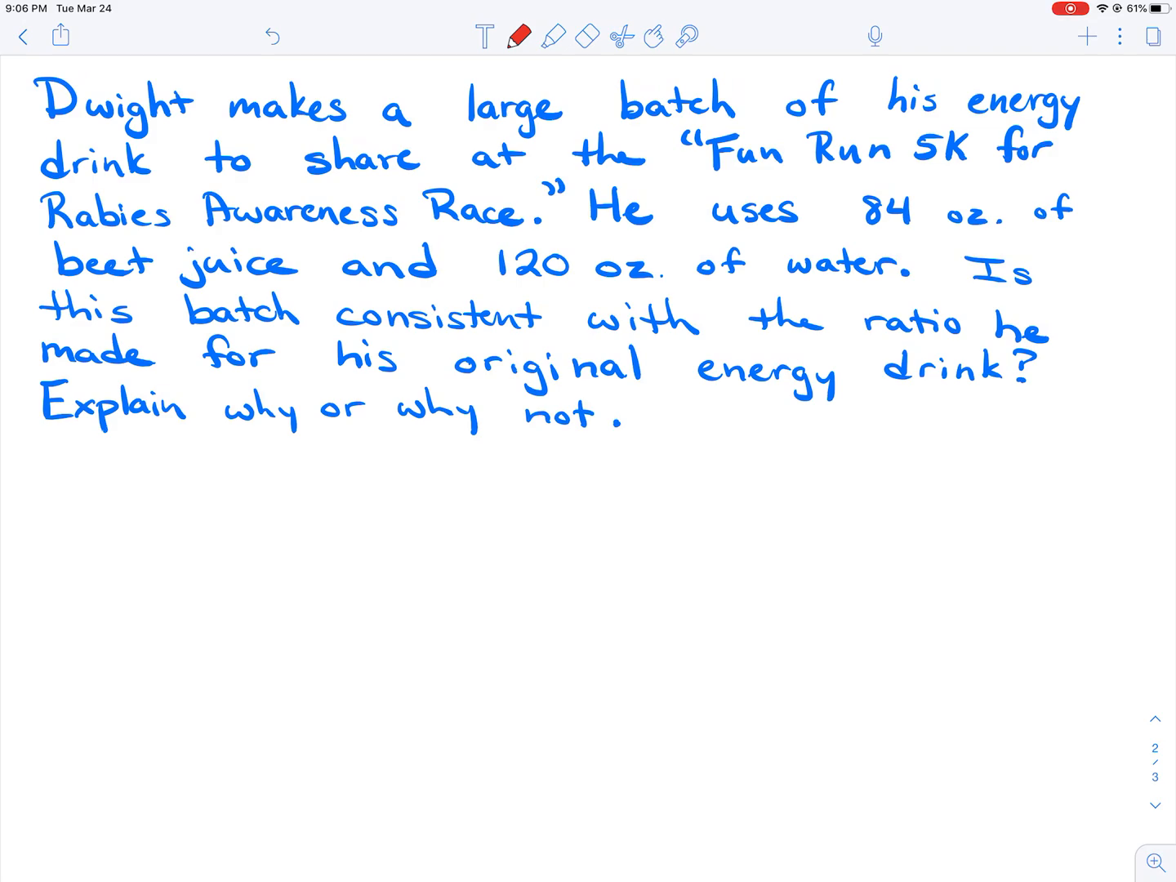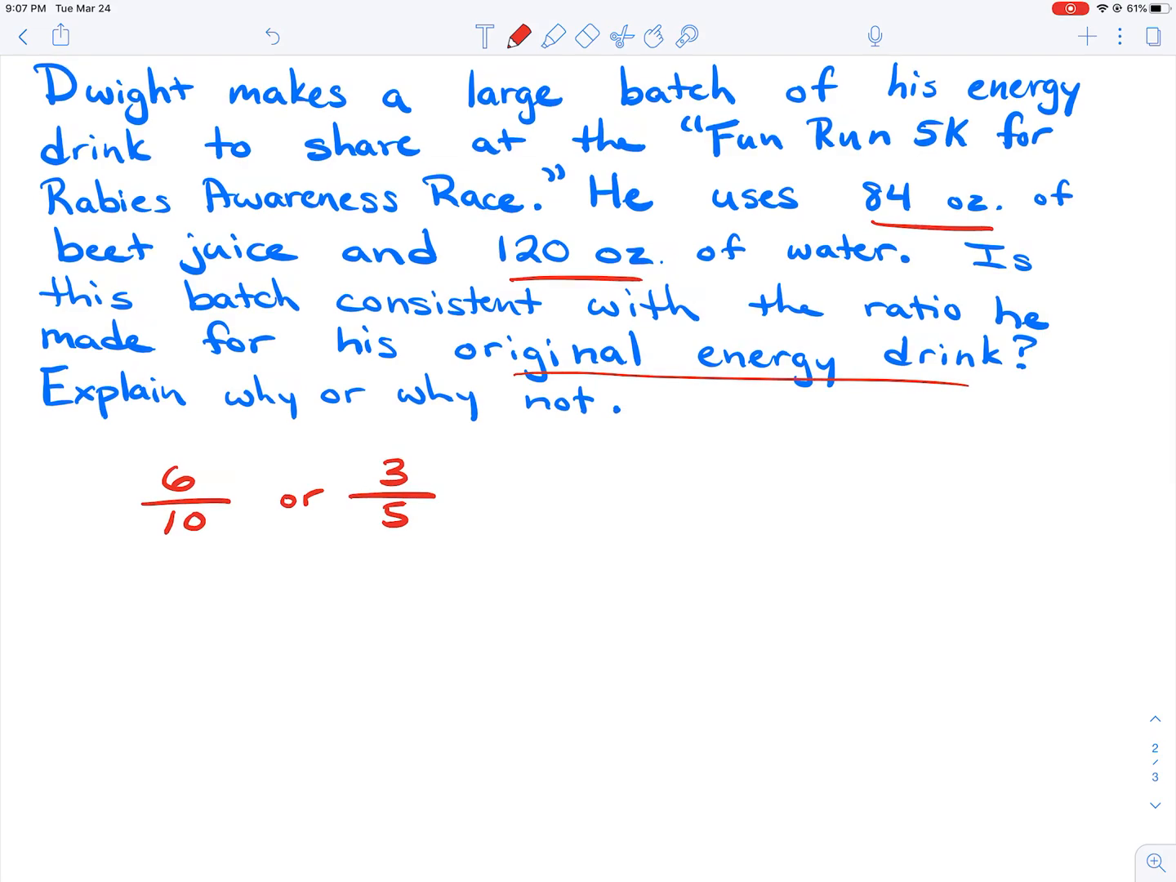So he uses 84 ounces of beet juice and 120 ounces of water to make his large batch. Is this batch consistent with the ratio that he made for his original energy drink? Explain why or why not. Well, the original energy drink had a ratio of 6 to 10 or 3 to 5. You can use either one of those to figure this out. And actually, I'm going to do just that. I'm going to create 2 possible tape diagrams to solve this. So the first one I'm going to create is a 6 to 10.